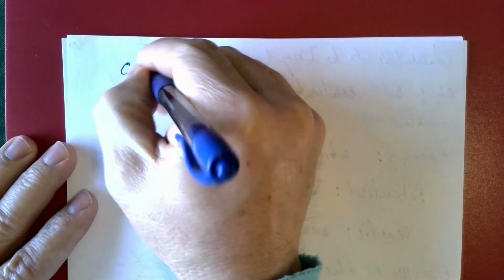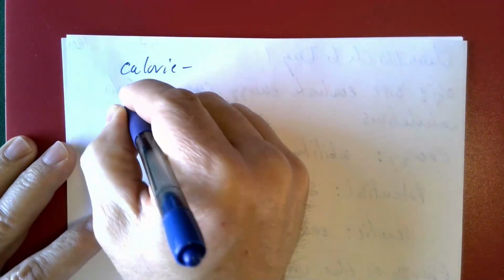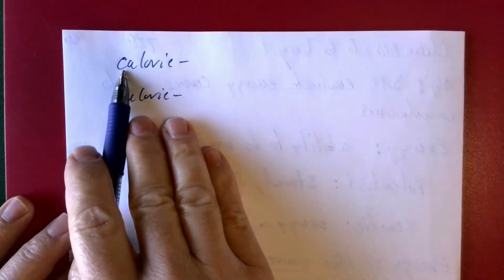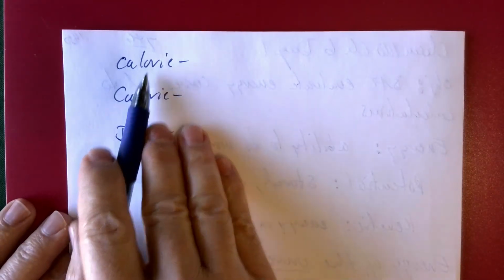I'm going to write down 3 words. Does anybody know what any of those words are? I've got a little c calorie. Go ahead. They're like units for energy? They are units for energy. Do you know which is which?